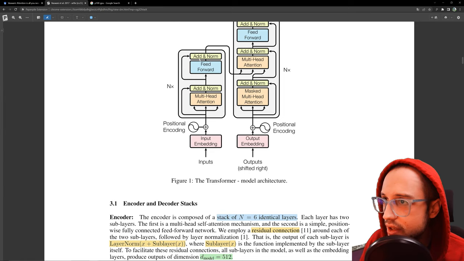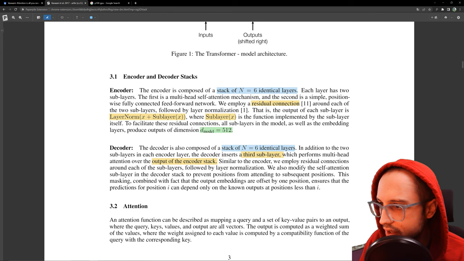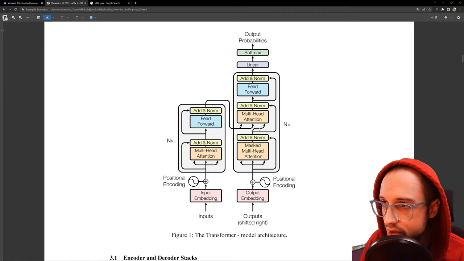So this is the encoder stack and it outputs here. You can see there's a little arrow, and the output of the encoder gets fed into this multi-head attention here. Similar to the encoder, we employ residual connections around each of the sublayers followed by layer normalization. For each of these sublayers, you have a residual connection that goes around it and bypasses it.